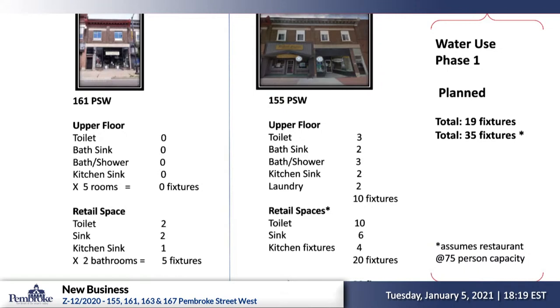If there is no restaurant, if it turns into a clothing store, for example, there will be a lot fewer. I'm thinking about 19 or 20. So we're actually going to lower the load. We're going to lower the population. We're going to lower the load on the sewage system. And as a matter of fact, the load that we will create is going to be divided over 4 buildings instead of just 3 buildings.